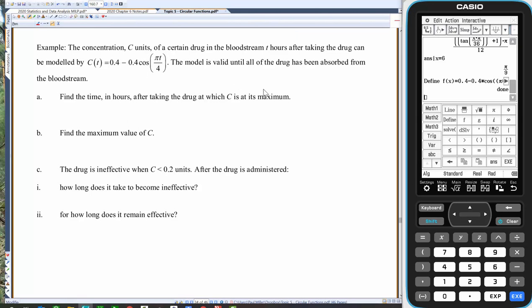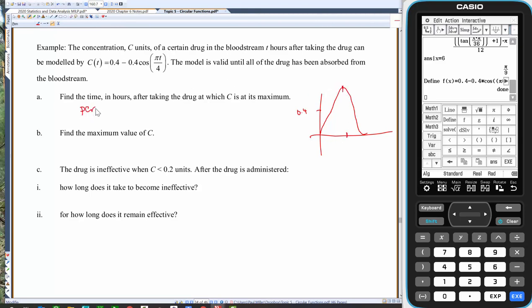So what's going to happen here? Let's just anticipate it. Our mean line is at 0.4, and our amplitude is that. Typical cosine will go down, but this one is negative, so it's going to go up to the mean line, curve, and then come back down. So find the time in hours after taking the drug where it's at its maximum. That's going to be there.